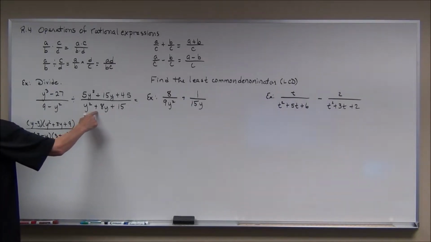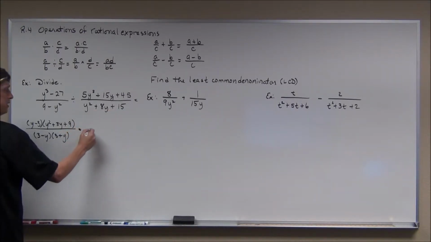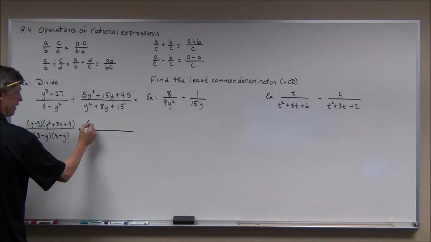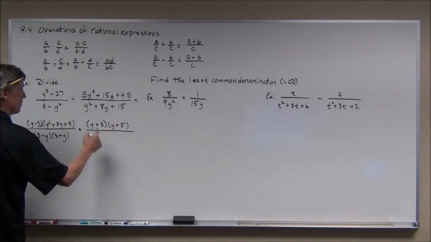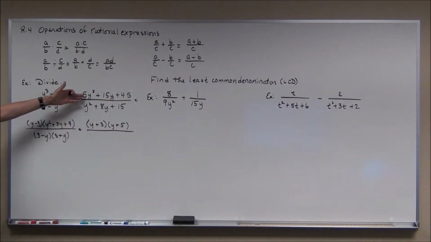My numerator is now going to be the denominator of this. So the y squared plus 8y plus 15 is going to go on top here, but that factors to y plus 3 times y plus 5. My denominator is the numerator of the original divisor here, so that's going to go down here.